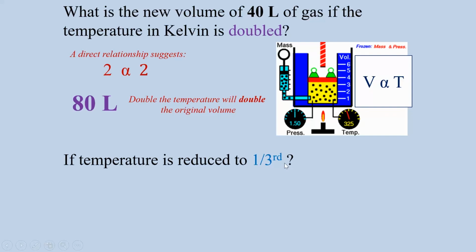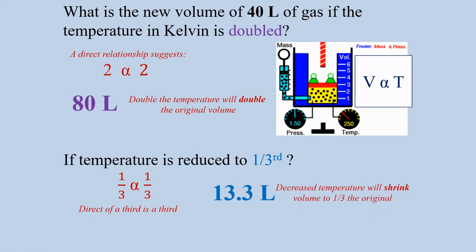What if it's reduced to a third? Again, it's direct here. If we have a third of the temperature, we'll get a third of the volume. So a third, and 13.3 liters. That's a third of 40 for the people wondering where that number came from. But yeah, if you're decreasing temperature by a third, it also decreases volume by a third.